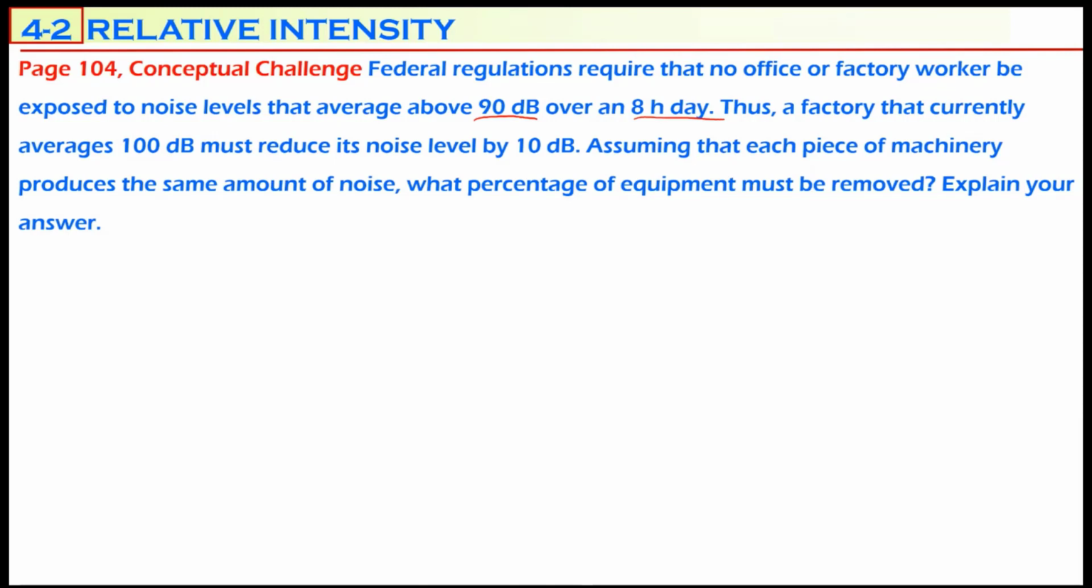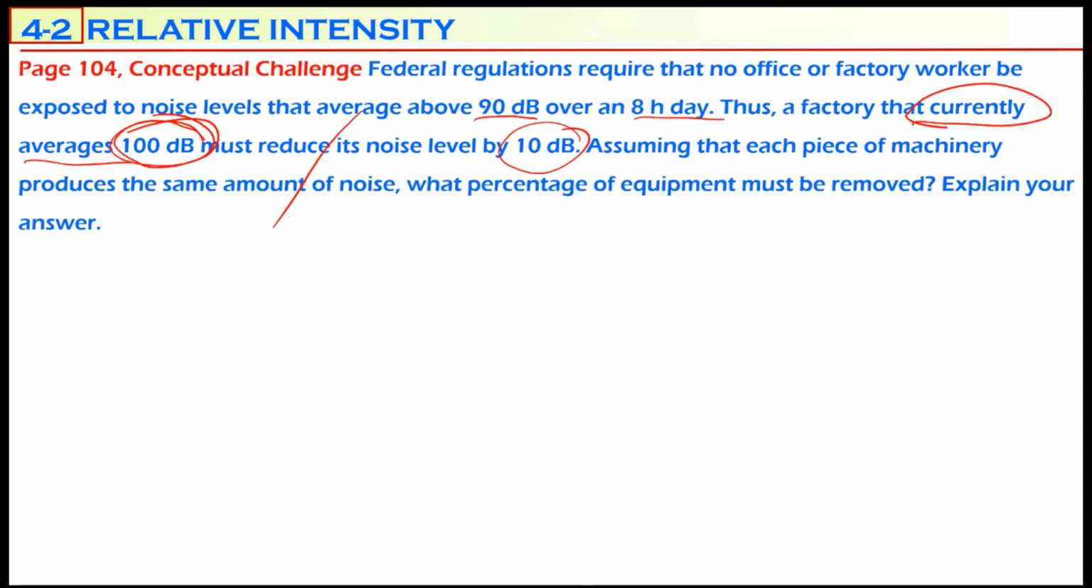Thus, a factory that currently averages 100 decibel. So this is dangerous. So it should reduce this 100 decibel by 10 decibel, so that again the 100 decibel becomes 90. Currently the average in this factory is 100 decibel and its noise level must be reduced by 10, so then the final is going to be 90 again.